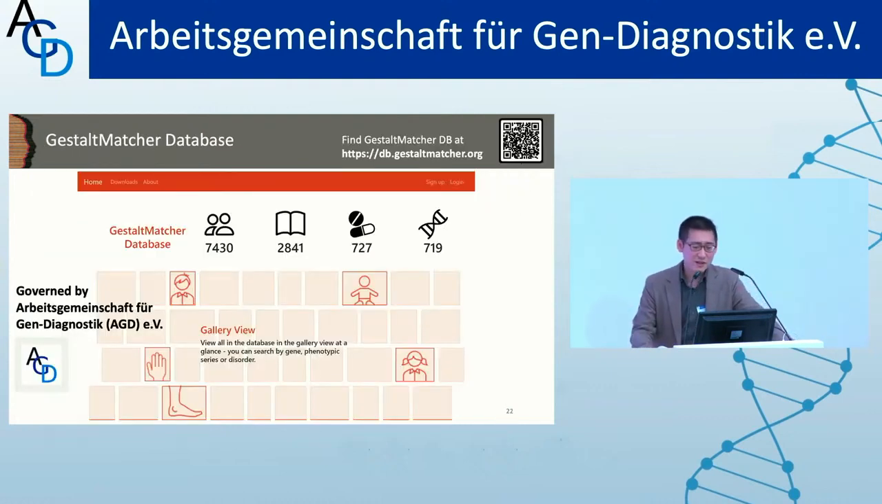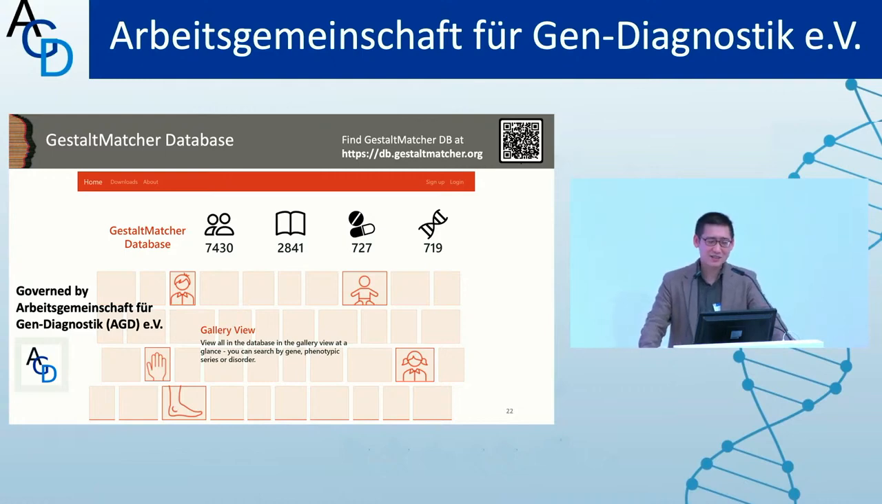So what is this database? The Gestalt matrix database is a medical image database for rare disorders. There are more than 10,000 images from 7,400 patients. We collected these patients from over 2,800 publications, and it already covers around 700 different disorders. This database is hosted by the AGD, and AGD is a nonprofit organization in Germany. Okay, maybe I stop here because you might know better than me about this organization.